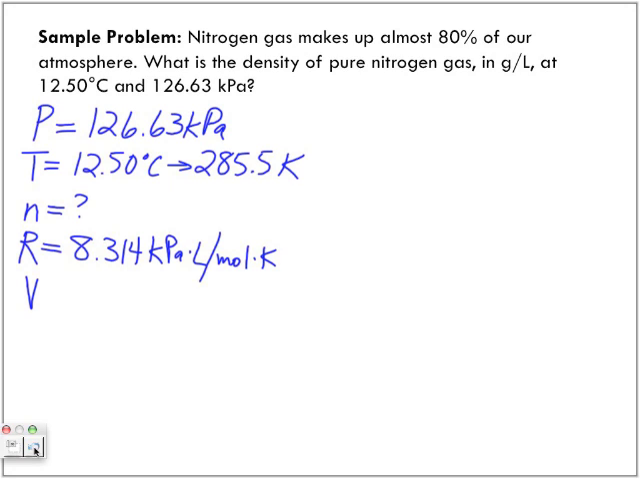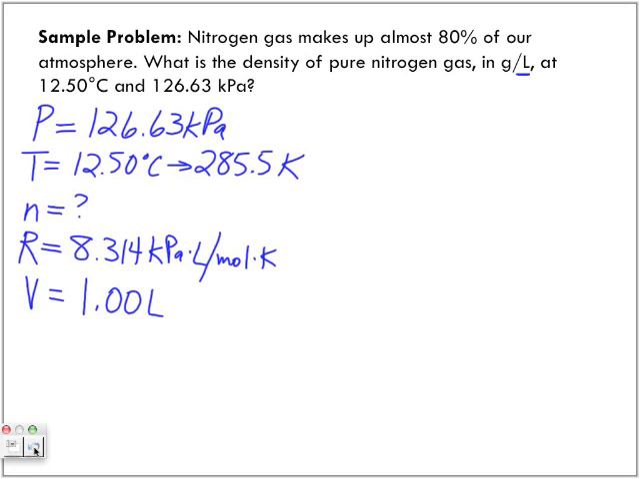But now, here's the hint. Question asks you to find the density of pure nitrogen gas in grams per liter. Right? This grams per liter. How many liters is it referring to? 1 liter. I'm just going to put a couple extra significant digits in there. Liters. Okay, so we've got the following sets of units.